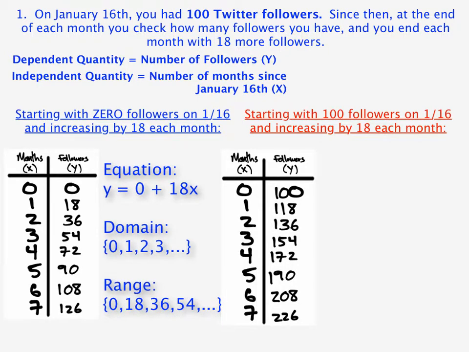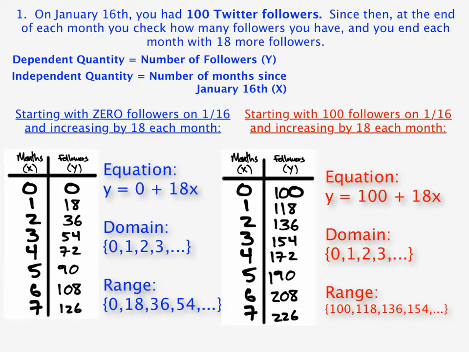Alright, now that we have this new table of values, why don't you pause the video and see if you can come up with a new equation to describe this relationship. In this case, our equation is going to turn out to be y equals 100 plus 18 times x. The only difference in these two equations is that 0 plus 18x became 100 plus 18x, because the only difference in the relationship is that we started with 100 followers on January 16th, but the number of followers still increases by 18 each month.